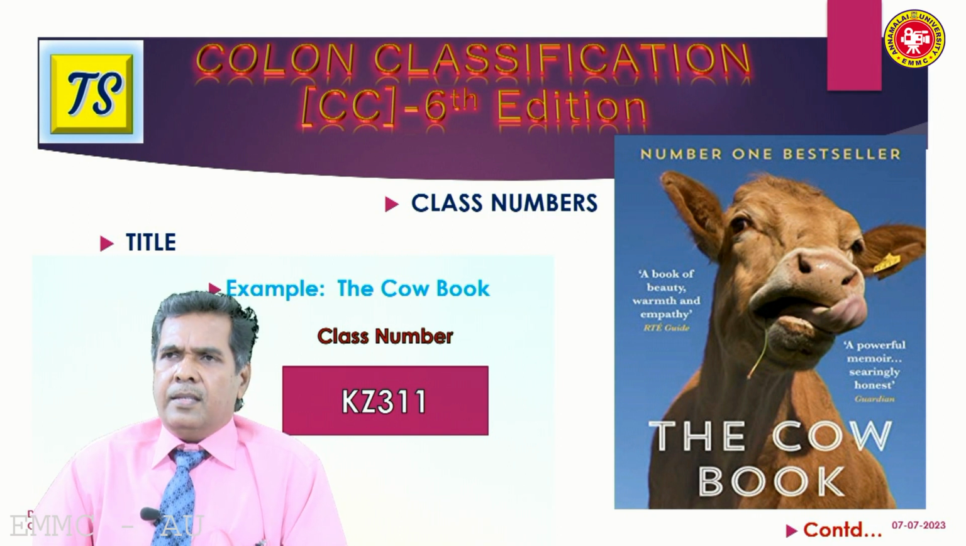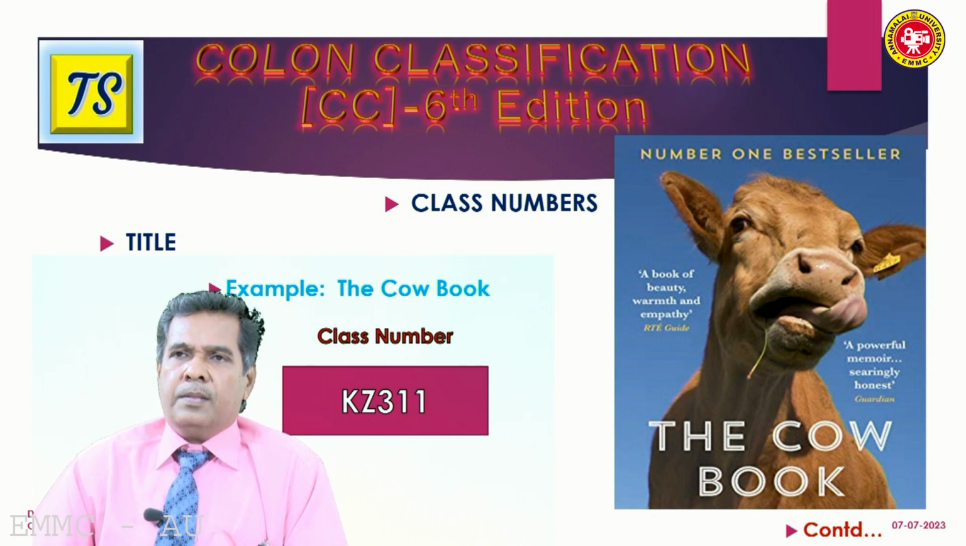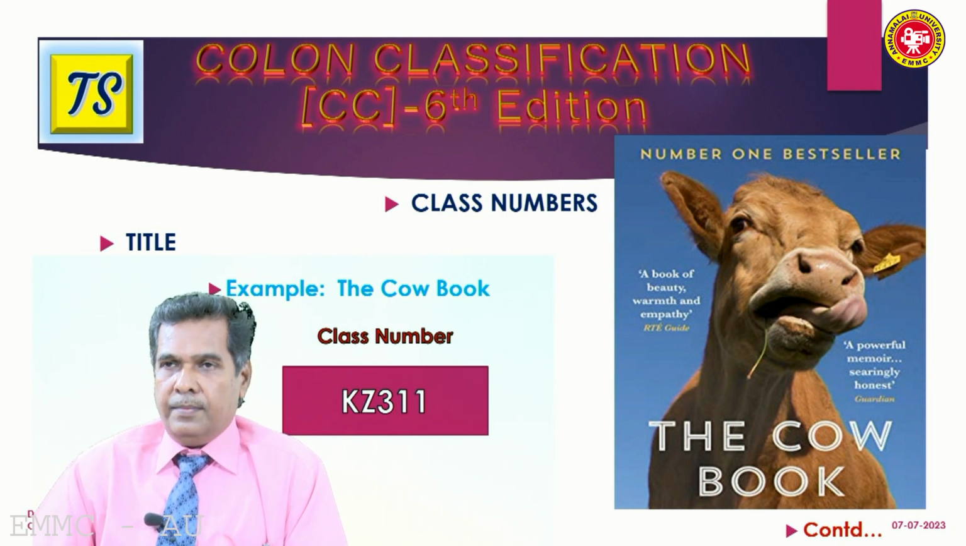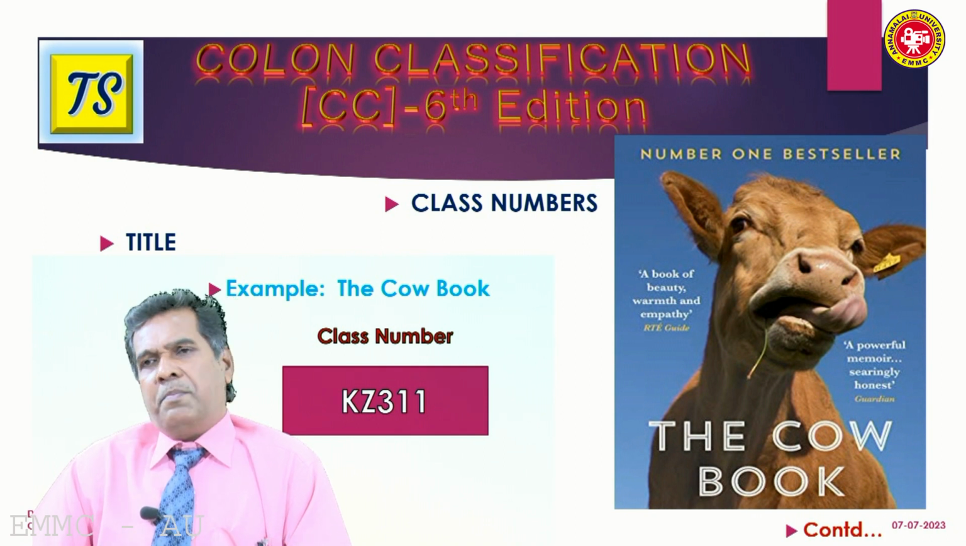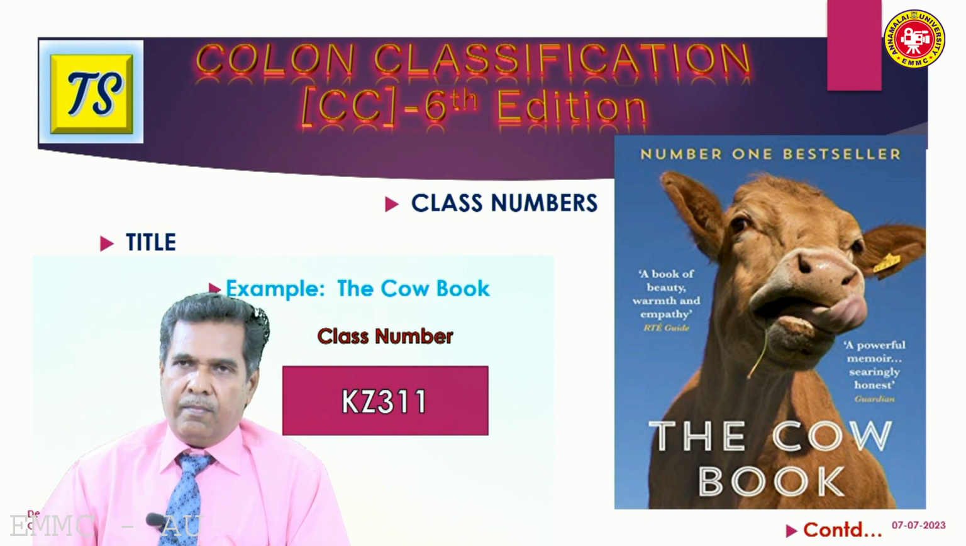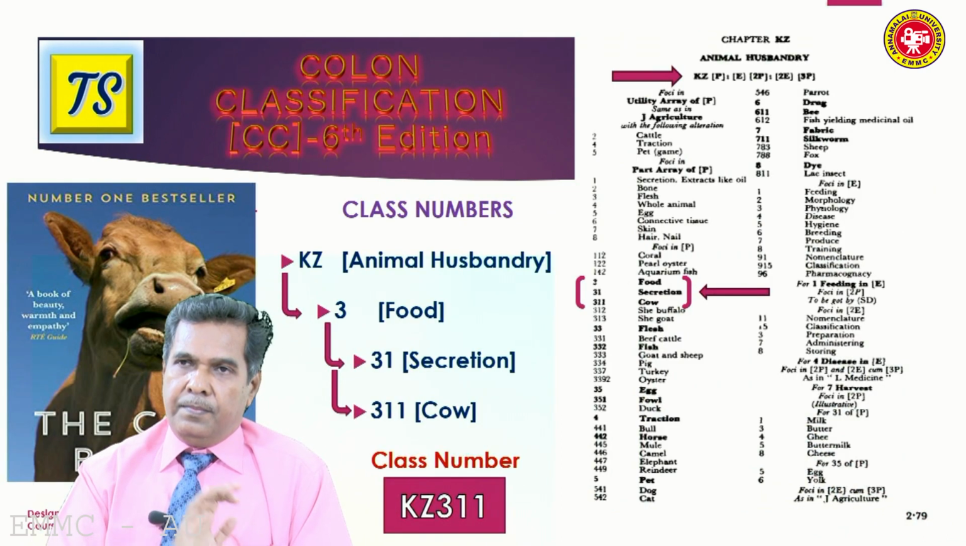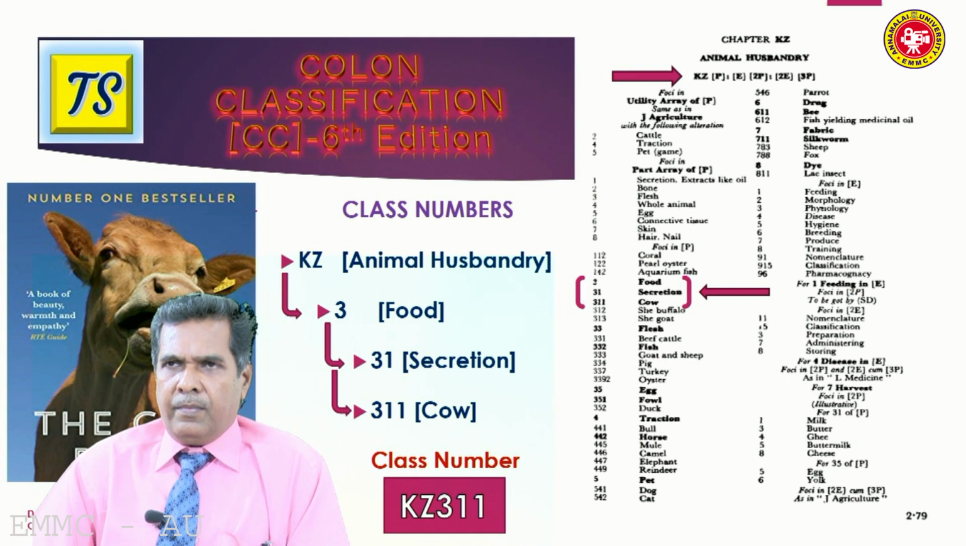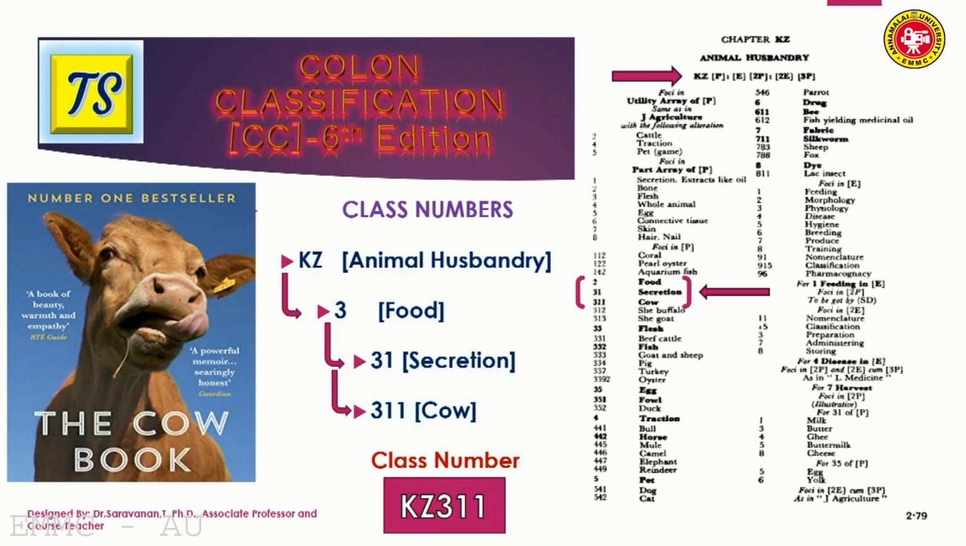See the simple example, the cow book. The class number for the title is KZ311. How can we prepare this number and how can we extract this number from the schedule? Let me show. You are watching the document title on the left side, the cow book, it's a wrapper of the book. In the middle part, the extracted numbers have been sequenced. The right part is the colon classification schedule.